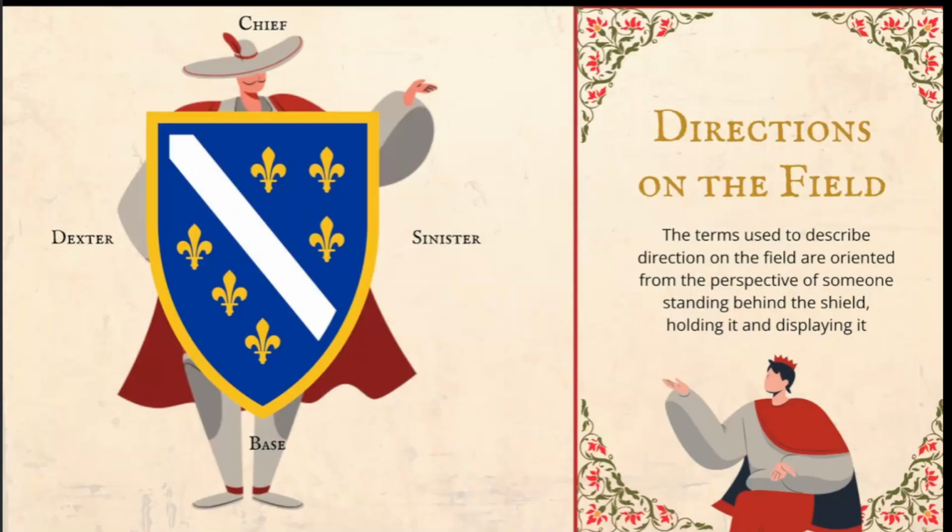And then at the top, you've got your chief. At the bottom, you've got your base. So chief and base kind of makes sense. Dexter and sinister are the other ones around that. And again, this is if you are standing behind it, facing it outward to someone else. Okay? You're going to hear these terms used a lot. Blah, blah, blah to dexter means the thing is sitting on the right hand side of the shield. Okay?